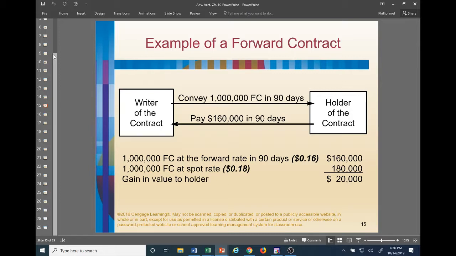So the relationship between the parties is shown right here. The writer of the contract is going to convey a million foreign currencies in 90 days. The holder of the contract is going to pay $160,000 in 90 days. The $160,000 comes from, as we can see at the bottom, the million foreign currencies at the forward rate in 90 days of 0.16. That's $160,000.